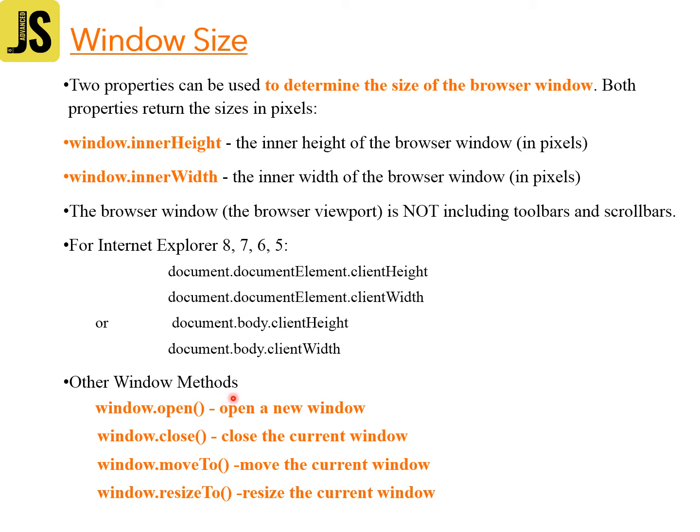Some more window methods are there. window.open is used for opening a new window. window.close is used for closing the current window. window.moveTo is used to move the current window. window.resizeTo is used for resizing the current window. So for specifying the window size, we have two properties: innerHeight and innerWidth. The additional window methods are window.open, window.close, window.moveTo, and window.resizeTo.